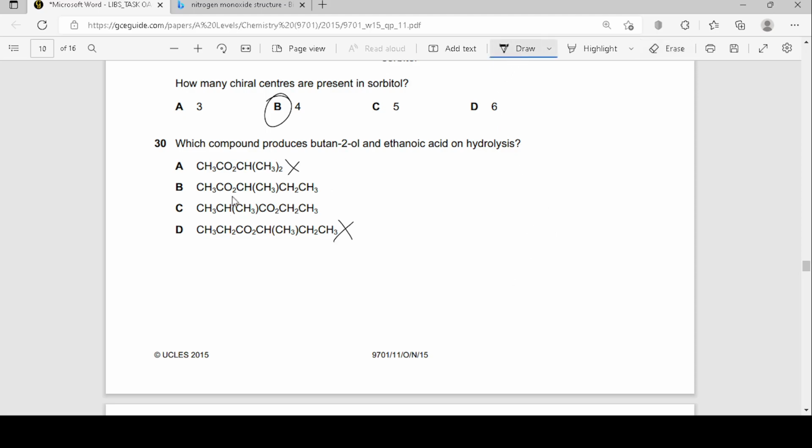So if I just draw this out, CH3COO. So that's CH3COO. And then I have 1, 2, 3 in the parent chain. So there's 1, 2, 3 carbon atoms, and then I have a branch on this carbon atom, right? So that's how to draw this molecule.